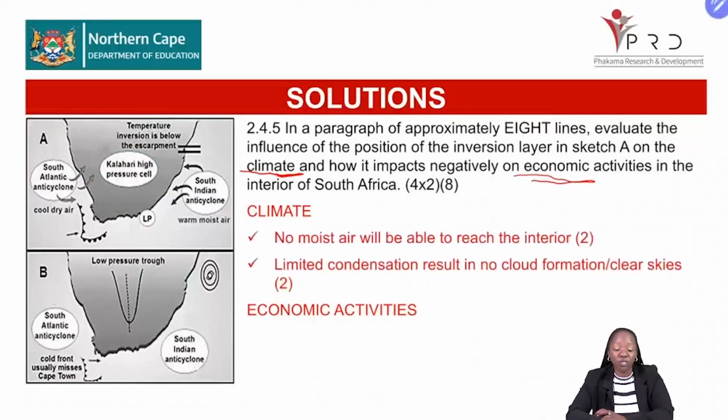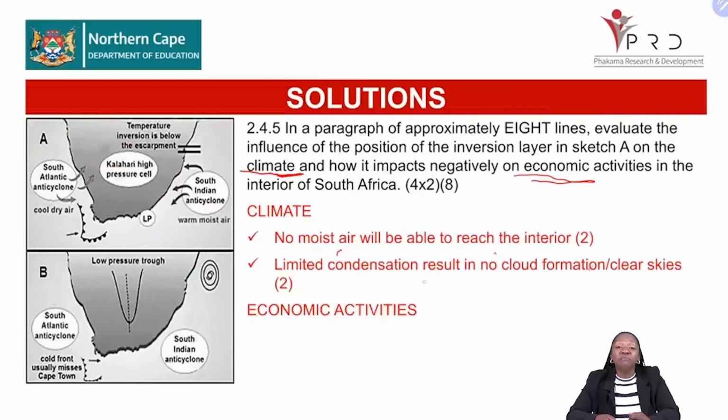So we're going to start with the climate. There is no moist air that will be able to reach the interior. Remember, because it's during the winter. So again, there is limited condensation that will result in no cloud, and there will be clear skies. Hence, during the winter, we do not have clouds. Mostly it is clear skies because of the subsiding air.